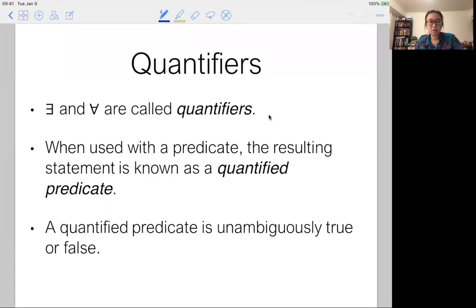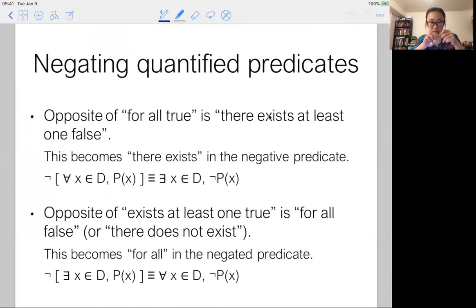Now let's talk about quantifiers. The symbols exists and for all are called quantifiers. When you combine a quantifier with a predicate, the resulting statement is known as a quantified predicate. And a quantified predicate is true or false, of course. So now let's look at some examples.